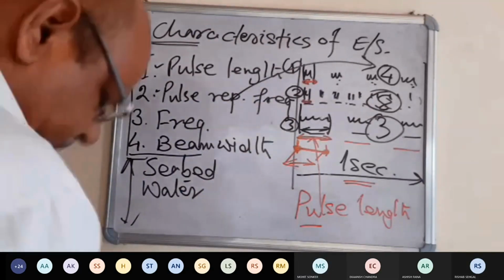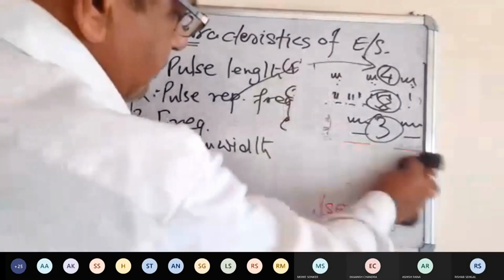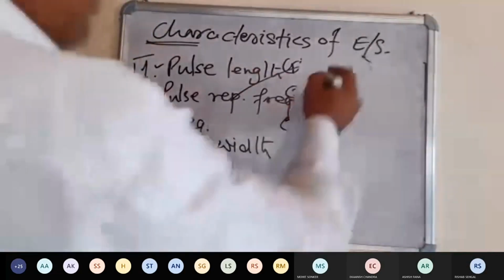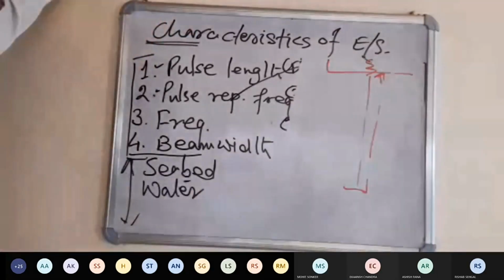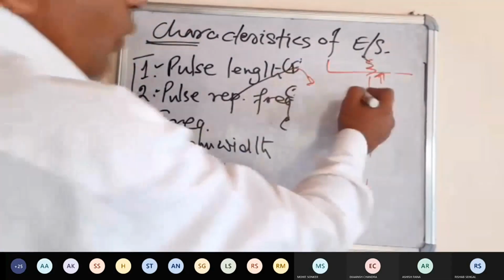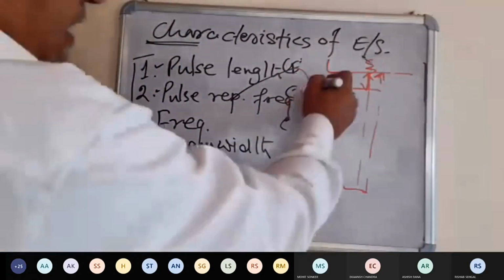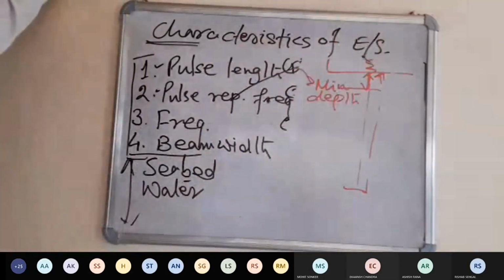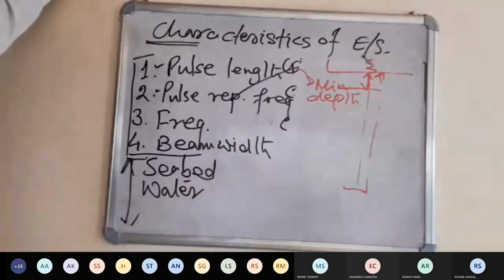So in this case, how do these two affect the performance of the echo sounder? We saw that the echo sounder transmits signals vertically downwards. From here it is transmitted like this, goes and comes back. This decides what is the minimum depth that will be recorded. How does it decide the minimum depth?